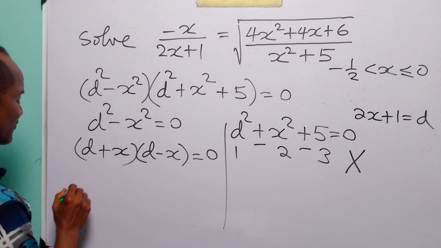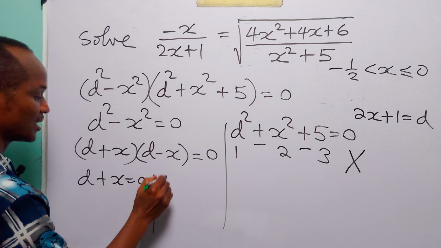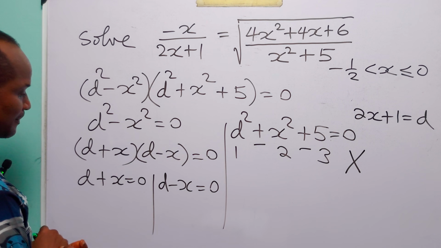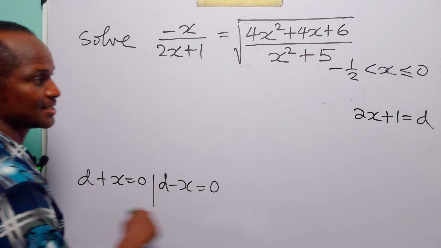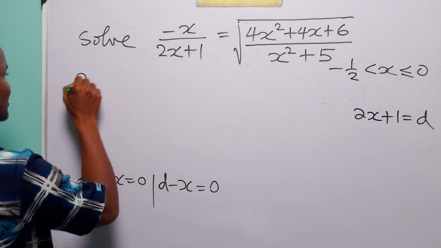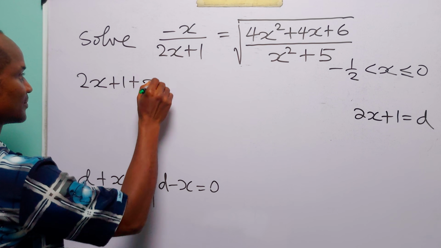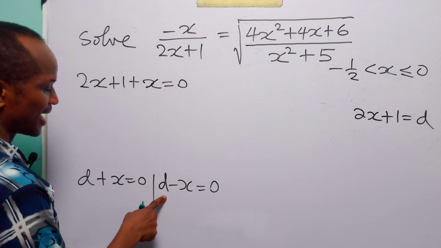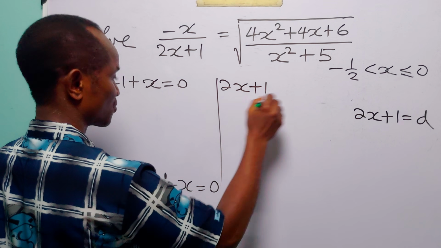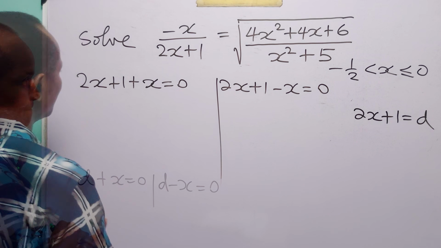And of course, from here, we have that either d plus x is equal to 0, or d minus x is equal to 0. Now, let us remember that d is 2x plus 1. So, in this case, we have that 2x plus 1 plus x is equal to 0, while in this case, we have that 2x plus 1 minus x is equal to 0.